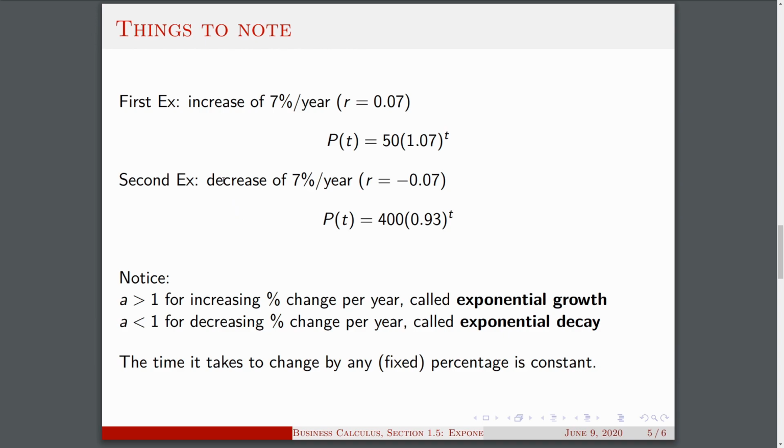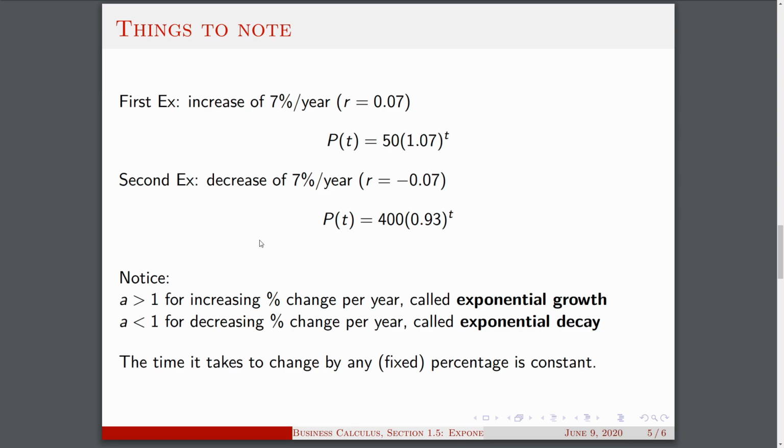And on the second example, we had a decrease of 7% per year, so that rate was negative 0.07. And so 1 plus a negative, that was the number 0.93. So this was the formula we came up with.